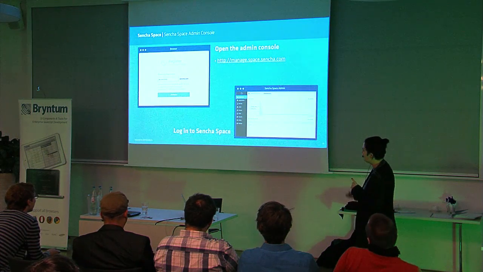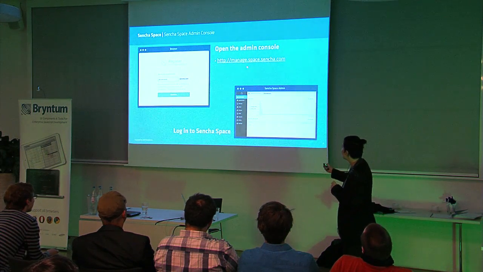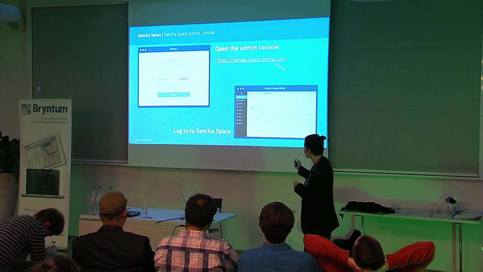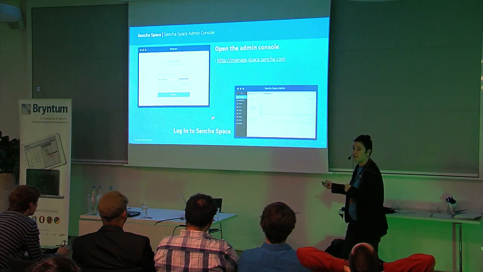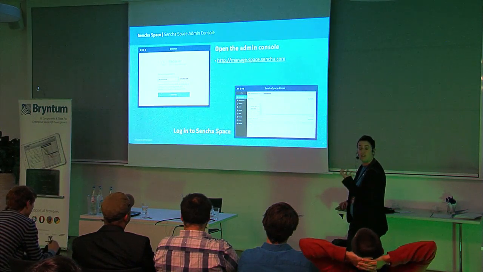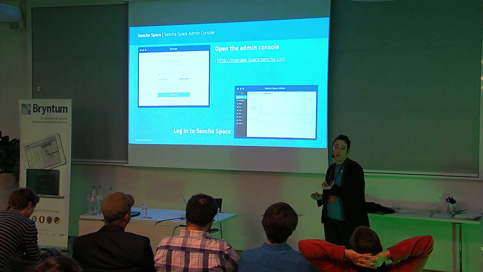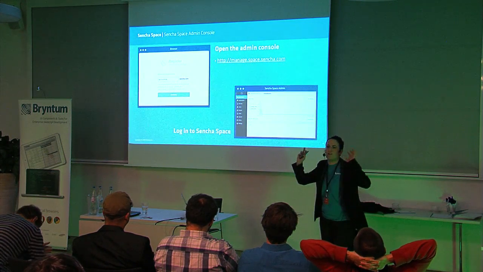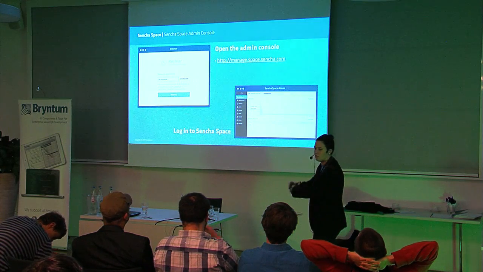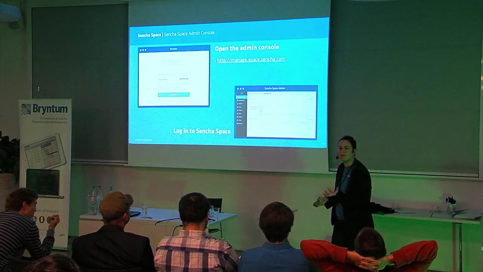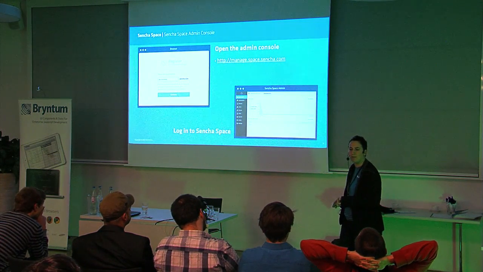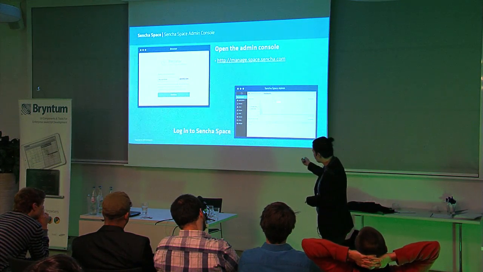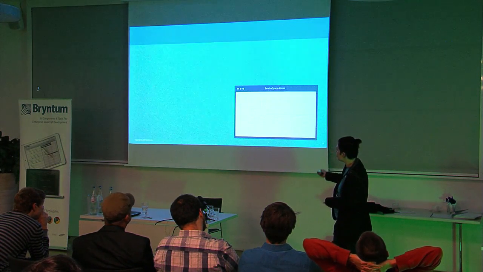So to try this out, you guys can try it as well. You can go to manage.space.sencha.com, and then you log in to Sencha Space. When you do this the first time, you obviously need to create a new account. You register there, and you can create an organization for your business. You can try it out for free. Then you can create a couple of apps, and you can connect a couple of devices to it. And then you'll see the Space admin.